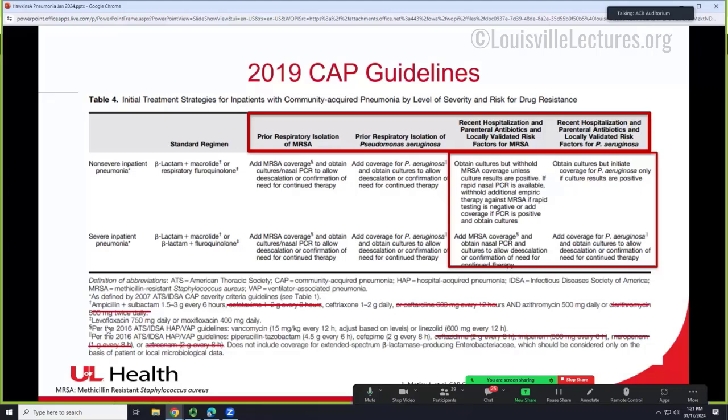And then for the HAP VAP guidelines, I marked out ceftazidime. It's non-formulary here. We try to use it for multi-drug resistant Pseudomonas. Sometimes we get lucky and it's still able to cover it. Imipenem is not on formulary. There's really no benefit of imipenem over meropenem, so we have meropenem on our formulary here.